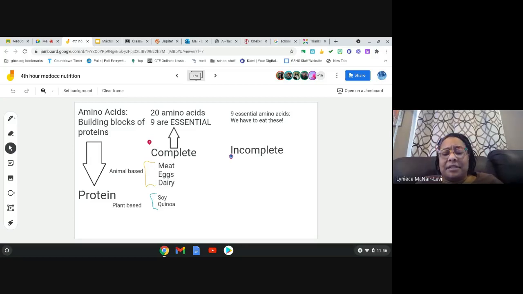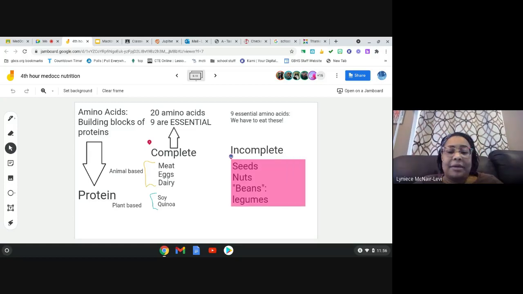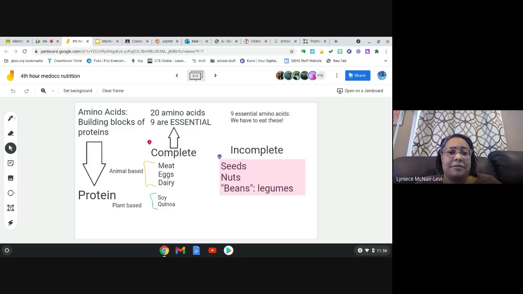Now we need to be specific about beans. I will put beans in quotations for a reason, because whenever I say beans, people automatically think green beans, and that's not what I'm talking about. I am talking about legumes. Fancy old word. I'm not talking about green beans, okay? I am talking about these kind of beans.